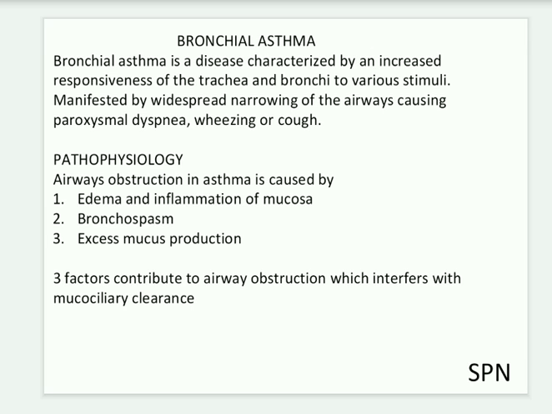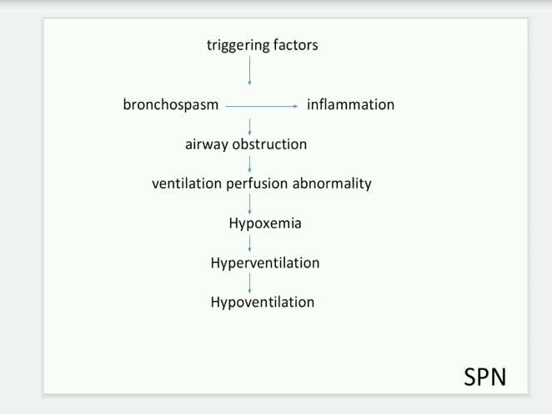And in this there is also a flow chart. As an example, there are triggering factors, which might be immunologic or non-immune, and they lead to bronchospasm, so it leads to inflammation. In inflammation, it may cause edema and excess mucus production, and thus you get the airway obstruction.